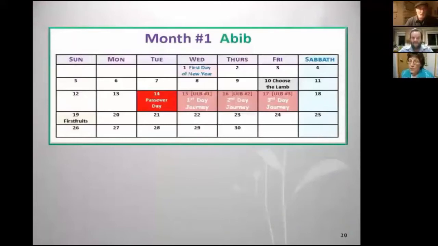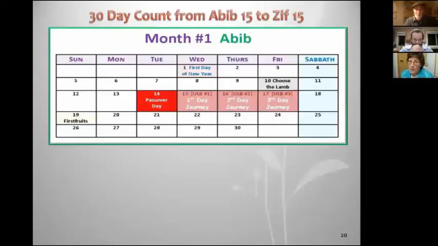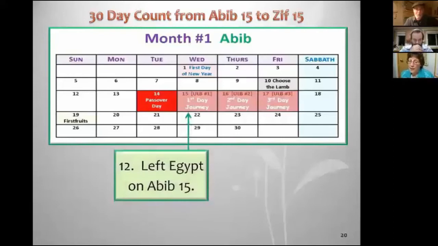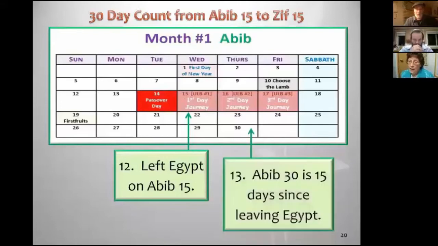So there's Abib 1. Don't forget, there's our Passover day, our 3 days journey. That's where they crossed the Red Sea. Here is Sabbath. We're saying that this should be first fruits. 30-day count from Abib 15 to the second month, Ziph 15. They left Egypt on the 15th day of the month. And if you go to the 30th, you have 15 days. And this was a counting lesson for us. I don't know if Tim remembers how much headache I gave him over this. I will just tell you what he told me.